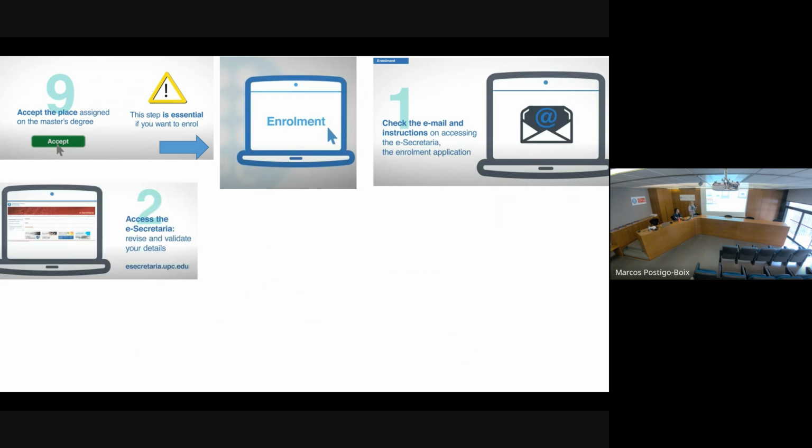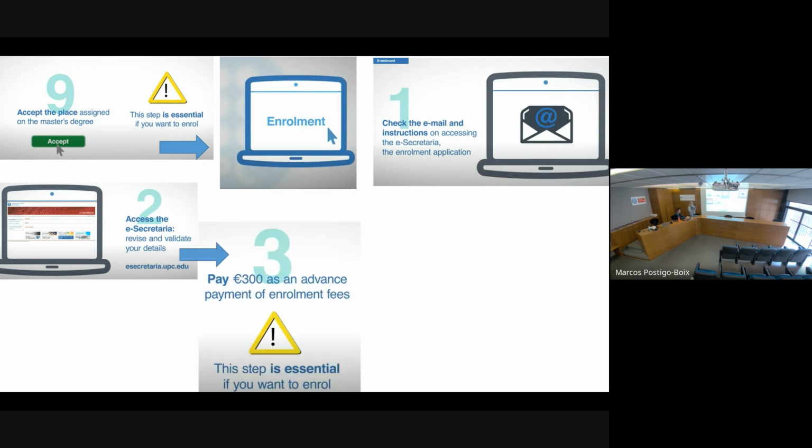Once you have done this, we will give you access to e-Secretaria. And if you are already a student of the UPC, you will see that a new file for the master is added to your e-Secretaria profile. And once there, you will have to pay 300 euros as payment of the enrollment fees. This means that when you enroll in September or in February, these 300 euros will be deducted. Okay, so it's not a surcharge, but a guarantee that you are going to enroll in this master degree.